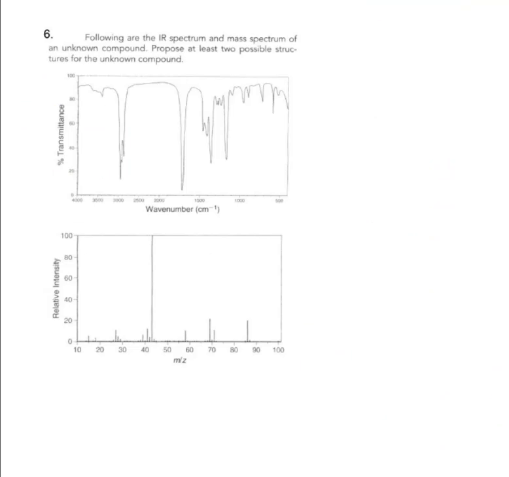Pretty straightforward. Question number 6, they're telling us that we have to propose 2 structures because we're not going to be able to hone in exactly. I don't have NMR. If I had NMR, we could figure out the exact structure, but we can get close to it. So the first thing to point out is, of course, this reading right here is a C double bond O, right? And that's all we know. There's no OH anywhere. We don't see anything with an OH.